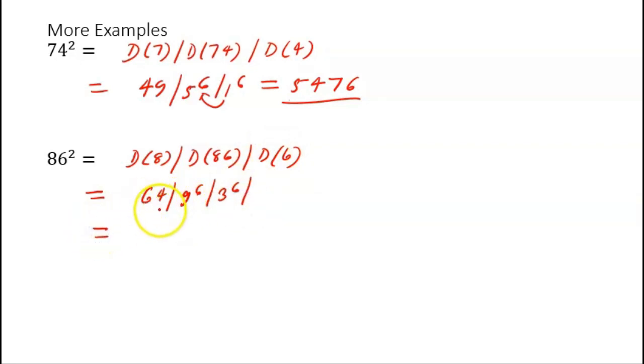If I take this 9 to this side, it will become how much? 64 plus 9, that is 73. And 6 and this 3 will become 9 and 6. So what we are getting is 7396. I hope it is making sense to you. Similarly, you can find the square of any other number as well.